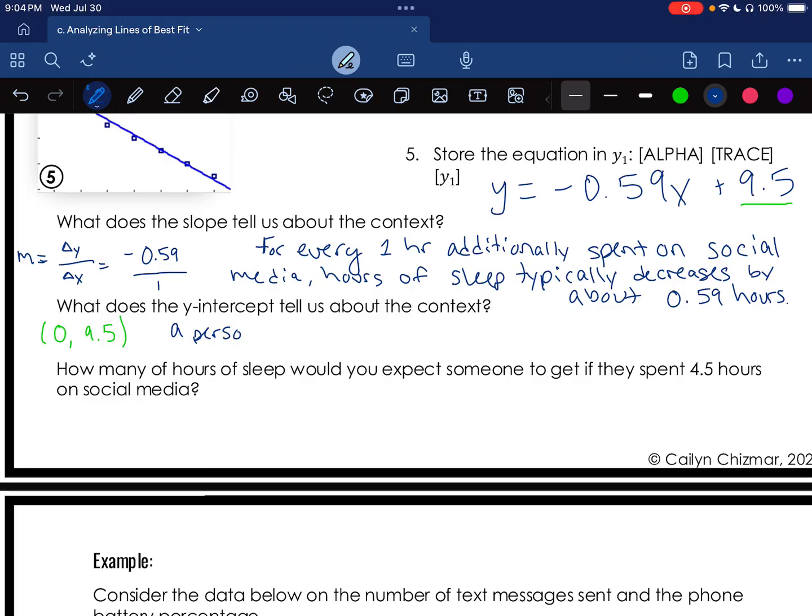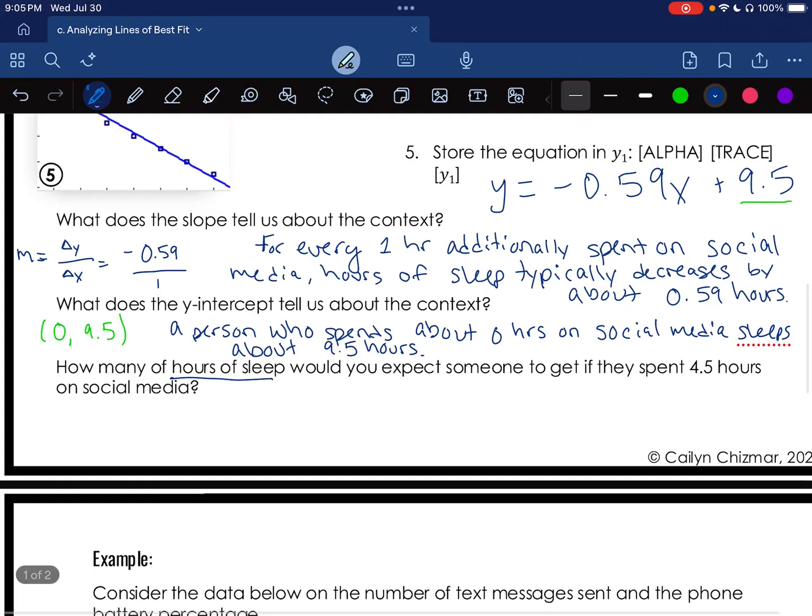And then how many hours of sleep, right? So this is the output, the y, would you expect to get if someone spent 4.5 hours, that's our x, on social media? So let's plug that in. So I've got negative 0.59 times 4.5 plus that 9.5. I got out about 6.85 hours of sleep when I plug that into my calculator.